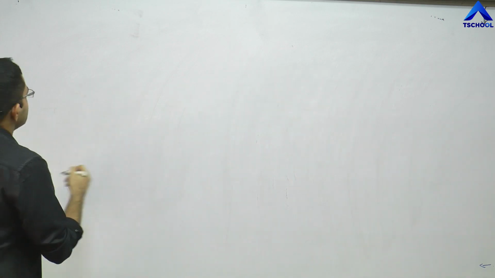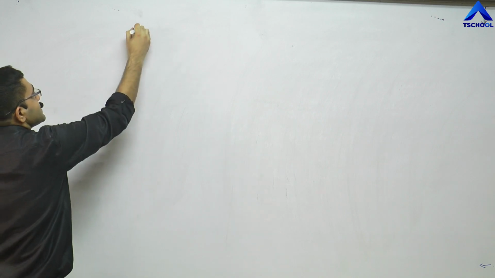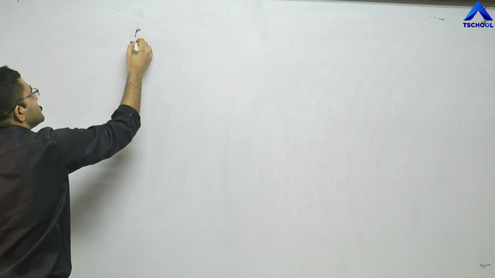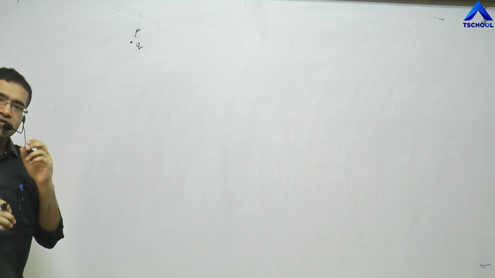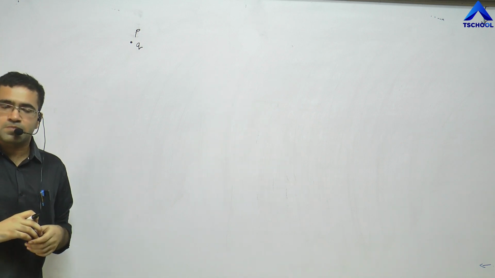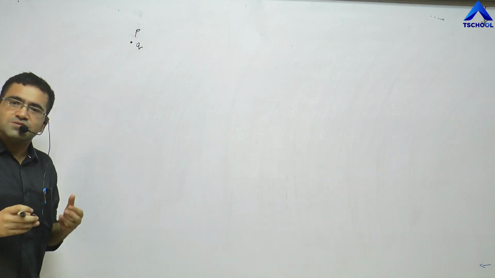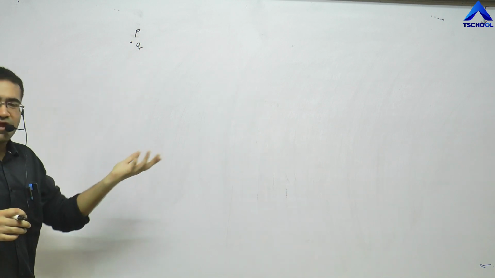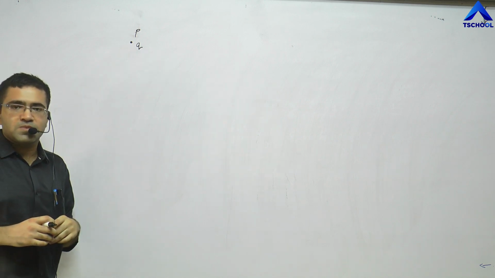Consider that this is some point in space. Let's call it P. At this point P, if you put some charge Q, and let's assume that there is nothing else anywhere close, so it doesn't have to interact with anything, obviously no force will act on this charge Q, right?